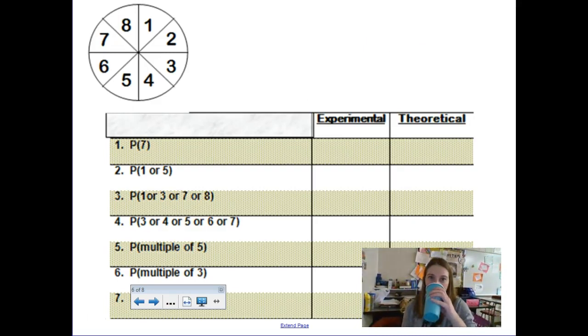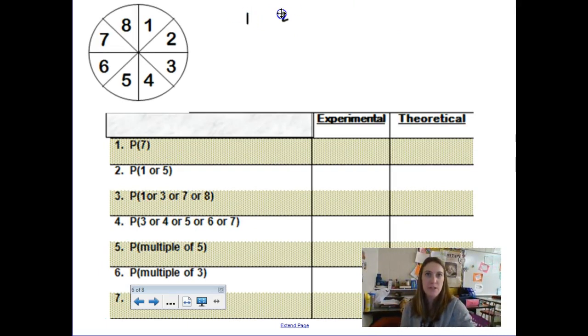All right, so here, I'm going to do some of this with you, and then the rest will probably be assigned. So they want you to compare experimental versus theoretical. So experimental, you don't see it here, but there is a chart on our paper, and it has all the experimental data from our spinner.